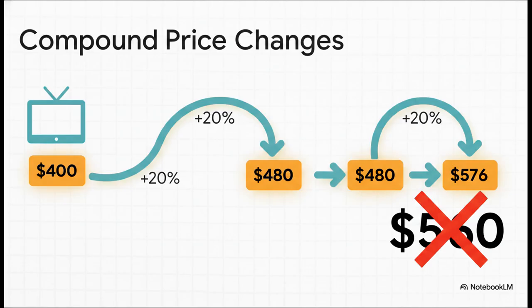And 20% of 480 is 96. So 480 plus 96 equals $576. The final price is $576, not $560. It's a compounding change, and honestly, it catches people off guard all the time.